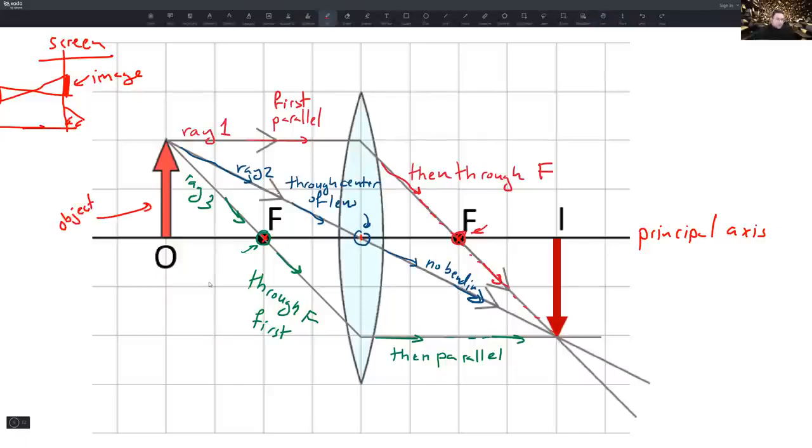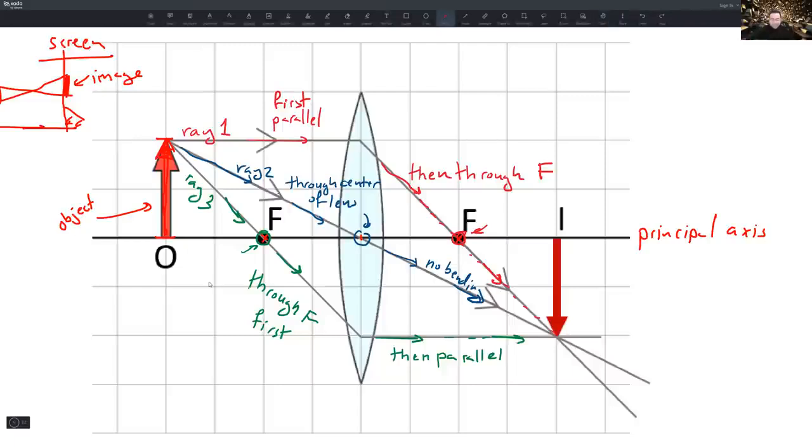The object is always an arrow. Again, the object is always an arrow, always standing up like this. The height of the arrow is very important. He draws it accurately. What do we draw? Like I said, there are 3 rays that you can draw.